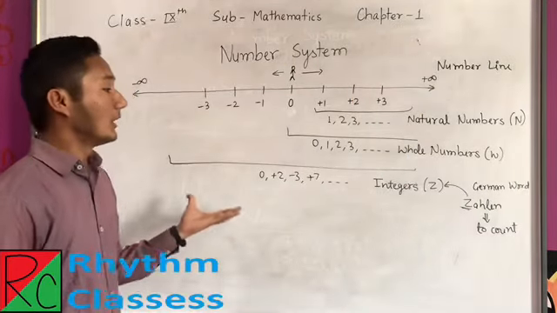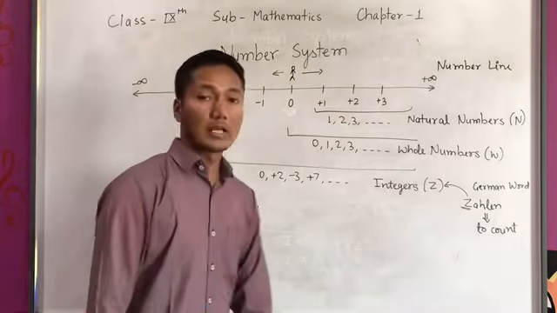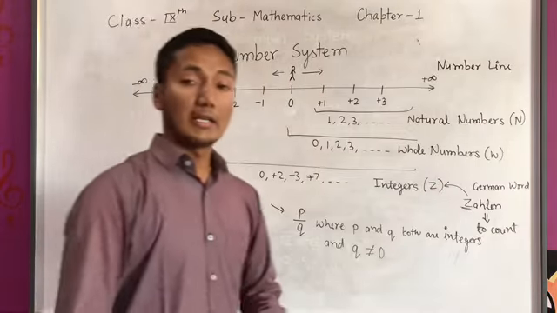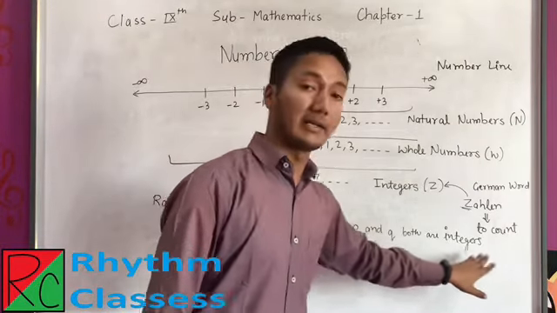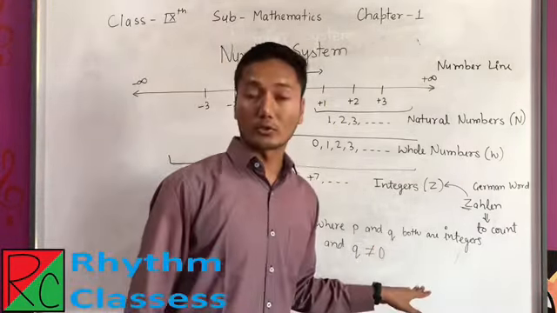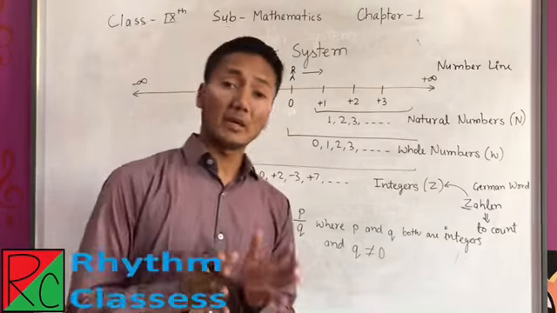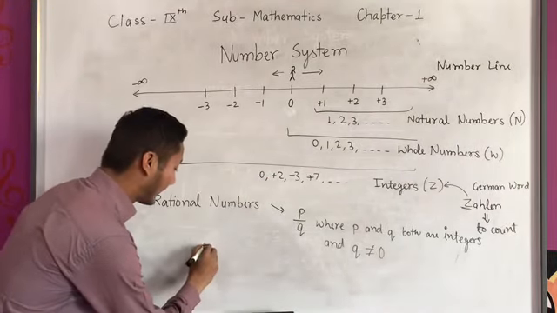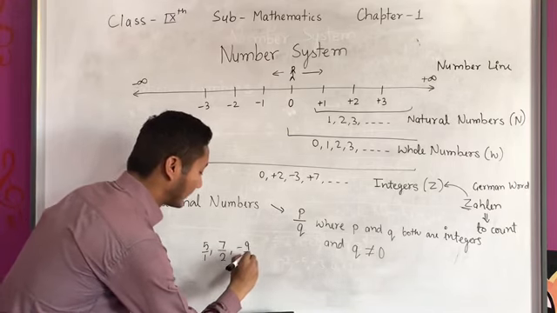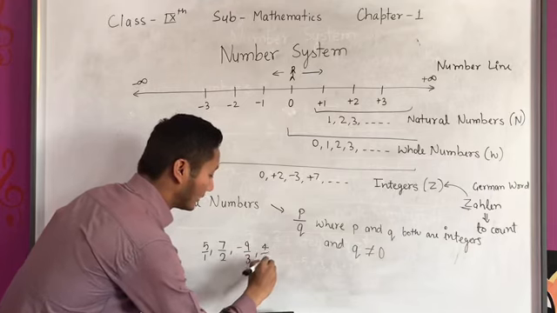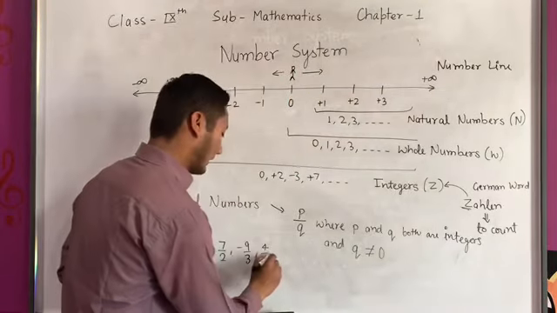Okay. Now if we move forward, you will get a new type of numbers, which are rational numbers. Now what is a rational number? Any number which can be written in the form of p by q, where p and q both are integers and q is not equal to 0, we can call a rational number. Examples of rational numbers are 5 by 1, 7 by 2, minus 9 by 3, 4 by 6. These types of numbers are called rational numbers.